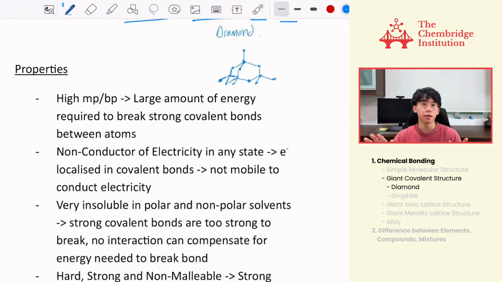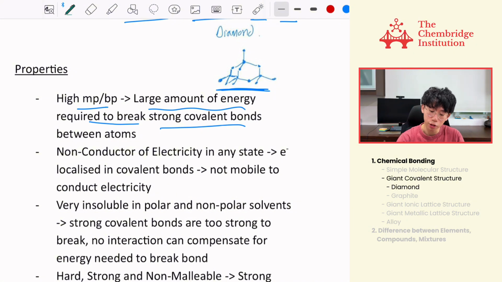To understand the different physical properties of your different giant molecular structures, you need to know that it really depends on the structure itself. For example, let's say you have a structure like diamond. There is typically this structure over here. You just need to recognize this pattern. They tend to have a high melting point and boiling point, so a large amount of energy is required to break these strong covalent bonds between the atoms. It's also a non-conductor of electricity in any state, again because the electrons are localized in the covalent bonds and are not mobile to conduct electricity.